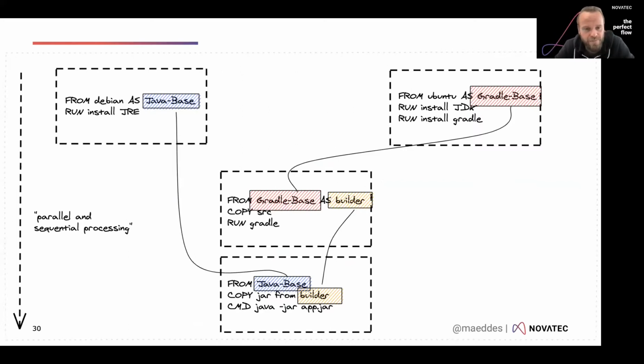So here I have an example. This is only in pseudocode, otherwise it would probably not be very readable, where I, in parallel, build a Java base image where I use my own base OS container.